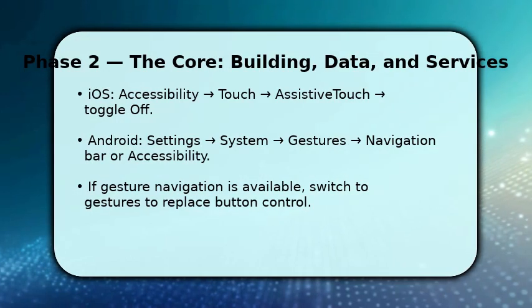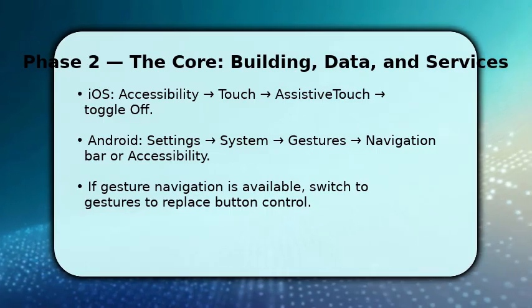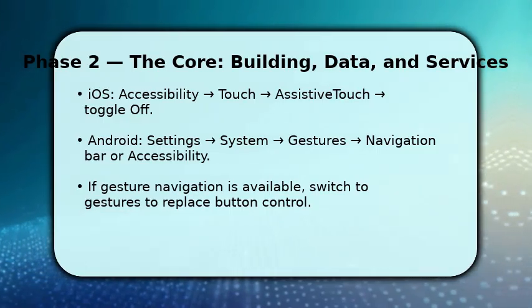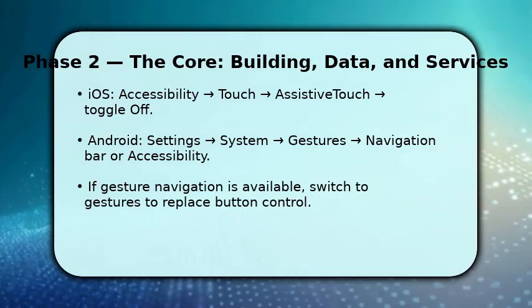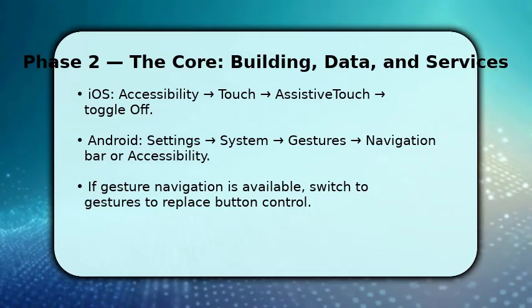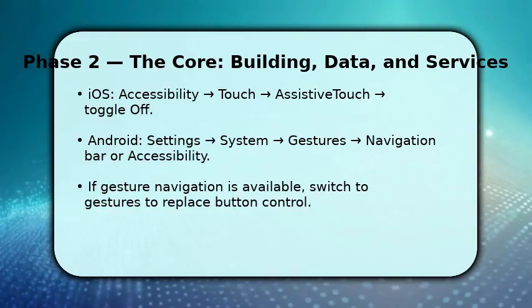You'll now remove the button. On iPhone, tap Accessibility, then Touch, then Assistive Touch and toggle it off. That removes the floating home. On Android, open Settings, System, then Gestures or Navigation. Choose Gesture Navigation or disable the Accessibility floating button. Make sure to confirm any prompts.